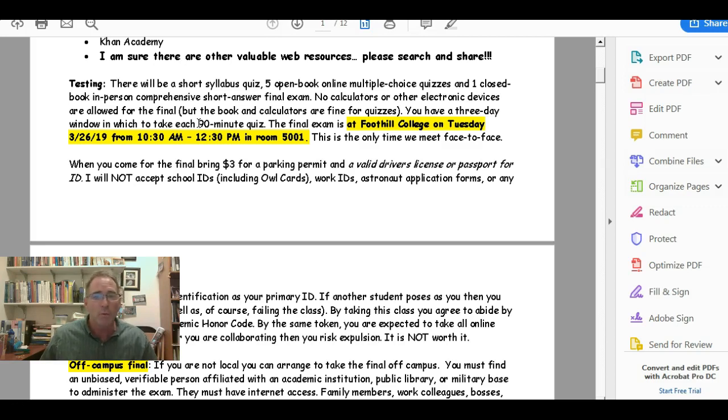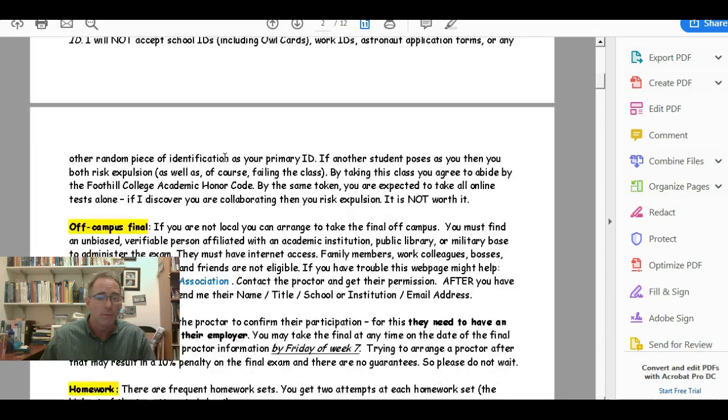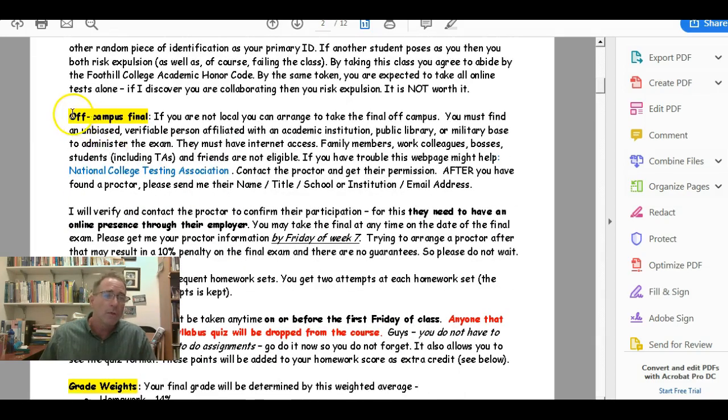But you have a 3-day window to do that. They're all set from a Thursday to a Saturday night. The final exam, again, is in person here at Foothill College on March 26, 2019, 10:30 a.m. in room 5001. That's the only time we will meet face-to-face unless you come into office hours. Yes, if you're not local, you can take it off campus.